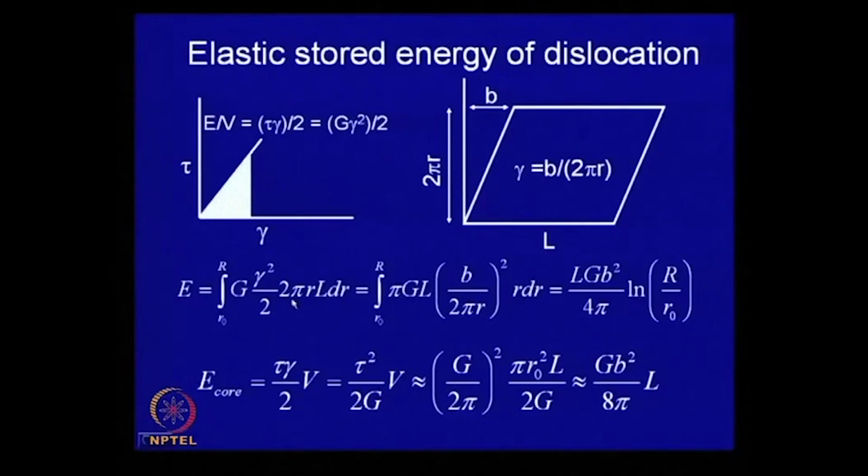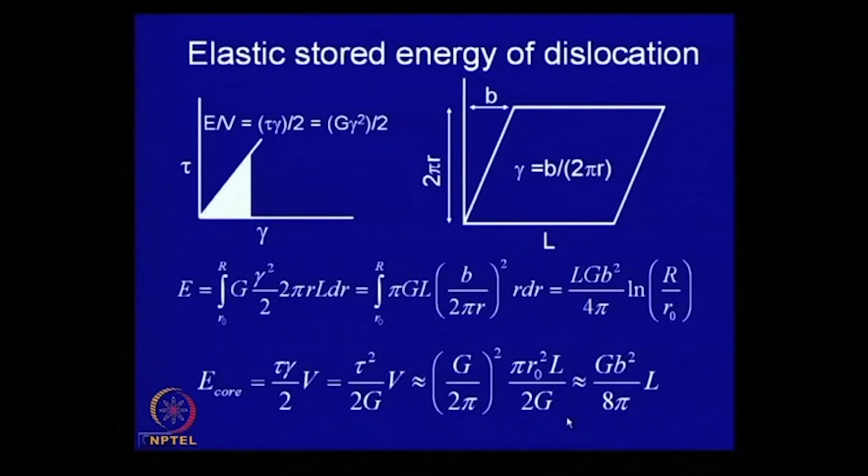So, this 2 pi r dr is the surface area in which this is the stored energy, and here you substitute that expression for gamma, which is over here, and then if you integrate, you get this expression. What is important is that we calculate the energy per unit length. If the length of the dislocation is L, that also features here.